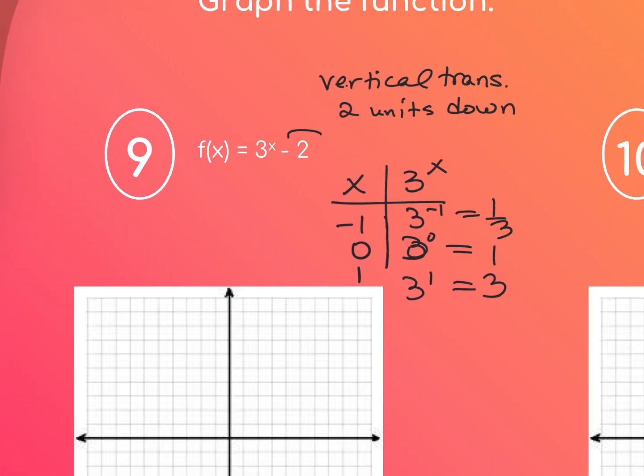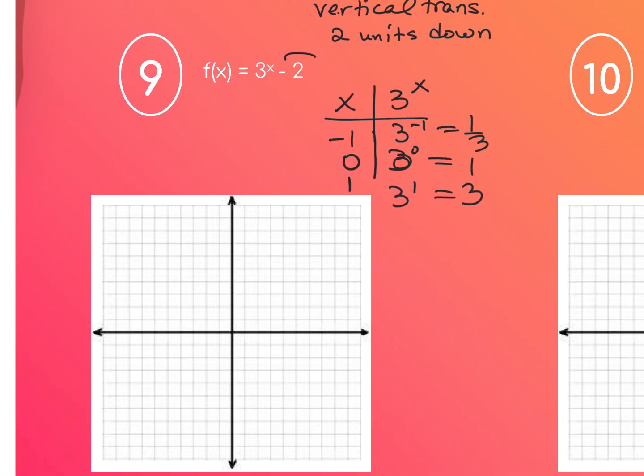So let me graph these original ones. Now, here is my original asymptote. Right now, my original is at y = 0. Then I'm going to graph the original in blue as well. So I have -1, 1/3, 0, 1, and 1, 3. So this is the original graph.